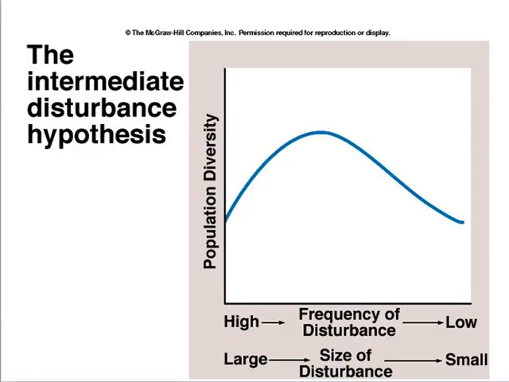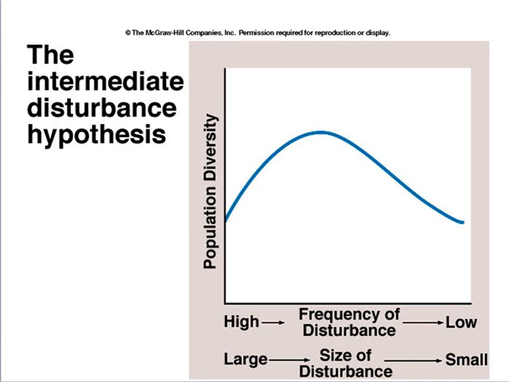In this graph, the intensity of the disturbance, measured in terms of frequency or size of the disturbance, is plotted on the x-axis, and community diversity is shown on the y-axis. The highest diversity is seen with moderate levels of disturbance.